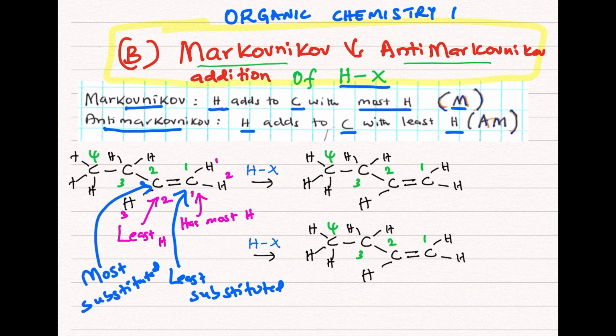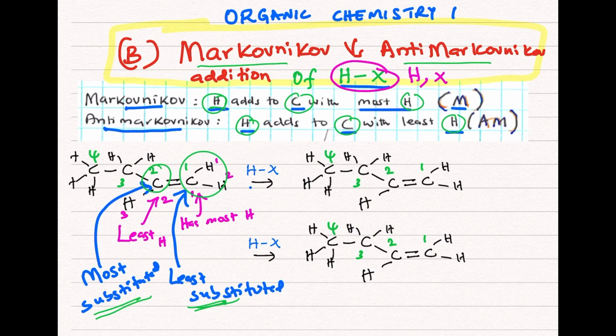A Markovnikov reaction involves addition of hydrogen to the carbon with the most hydrogen, which here is actually the least substituted carbon. So Markovnikov reaction involves addition of hydrogen to the least substituted carbon, or you can say the carbon with the most hydrogen. On the other hand, the anti-Markovnikov reaction gives the major product where hydrogen is added to the carbon with the least number of hydrogens. That's this carbon number 2 here, but it's actually the most substituted carbon. In anti-Markovnikov reaction, the major product will have hydrogen added to the most substituted carbon.